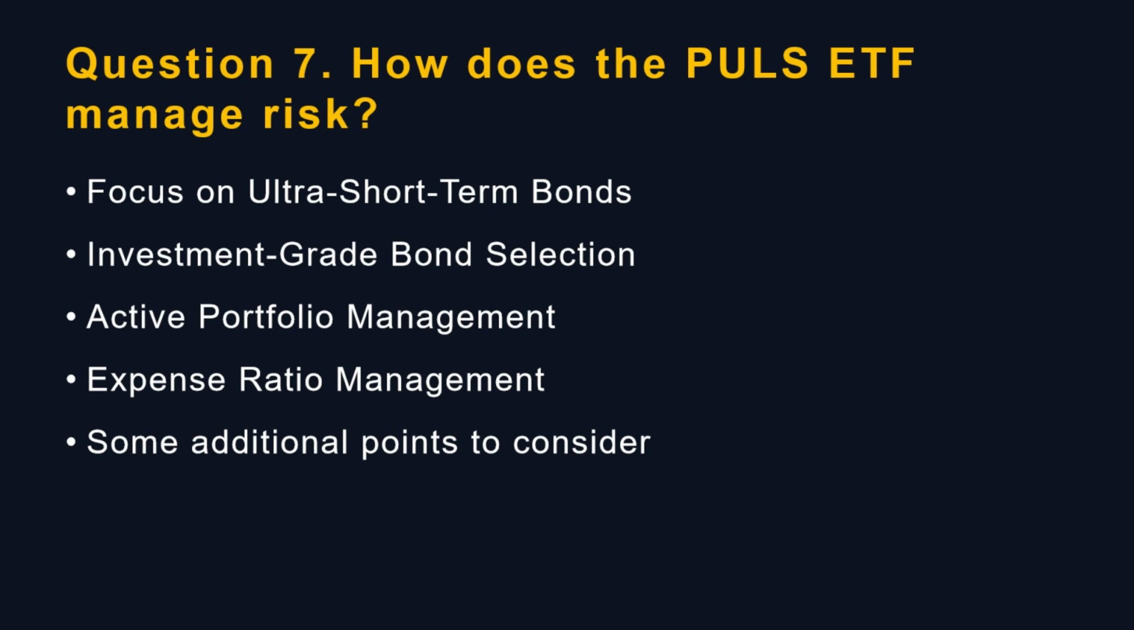Maturity staggering. The managers can strategically choose bonds with slightly different maturities. This helps maintain a steady flow of income as bonds mature and can also be used to potentially position the ETF to benefit from rising interest rates. For example, they might hold some bonds maturing closer to a time when interest rates are expected to rise, allowing them to reinvest at higher rates.